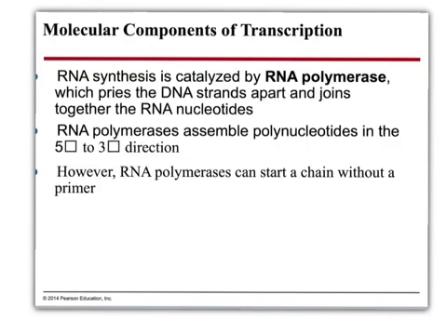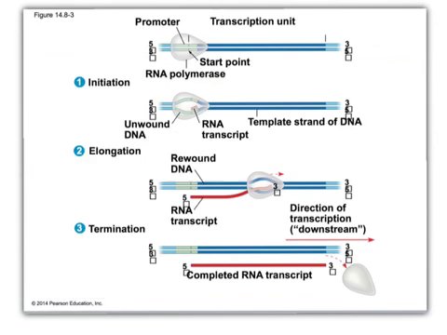What does DNA polymerase require? A primer. DNA polymerase requires a primer. RNA polymerase does not. It will synthesize new strands on its own. It's able to assemble polynucleotides in a 5' to 3' direction without the use of a primer. So that's the main player, RNA polymerase.